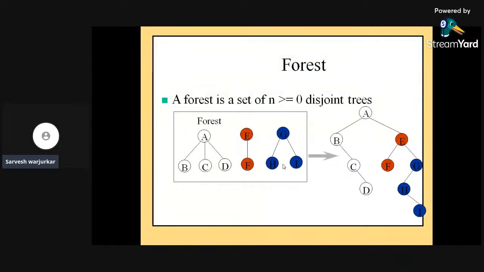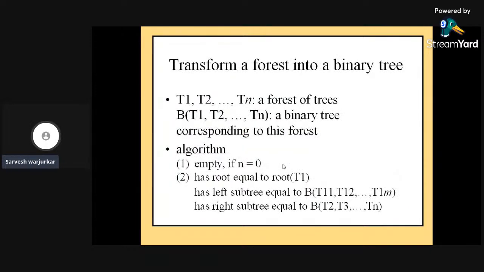G is again having two, sorry, one, that is H, and H is again having one, that is I. Accordingly, the transform of the forest into a binary tree is possible by joining all the sub trees, that is T1, T2, T3 up to Tn, in a forest of trees.